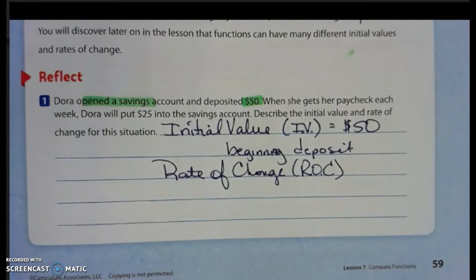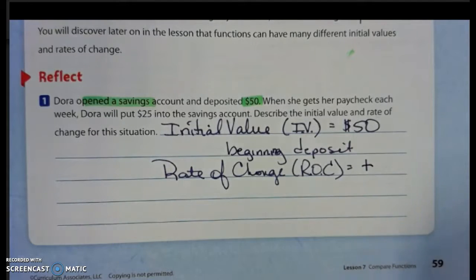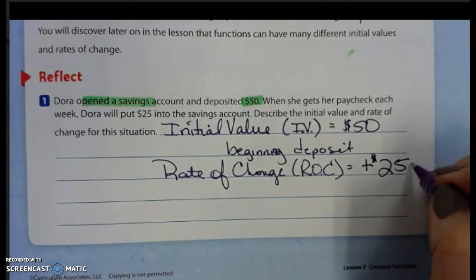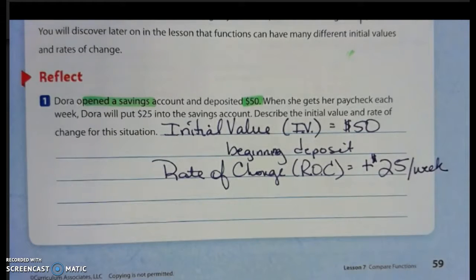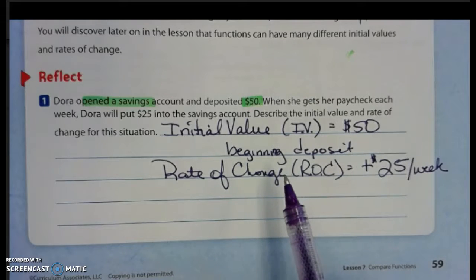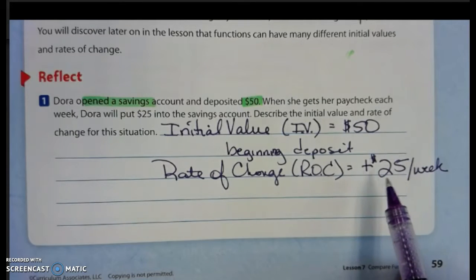When Dora puts $25 into the account, she is going to increase her balance. She's going to add or increase her balance by $25, and it is happening every week. Notice how the initial value stands alone because it only happens once. It's a constant. The rate of change is going to happen over an increment. It's going to happen every so often, each week.